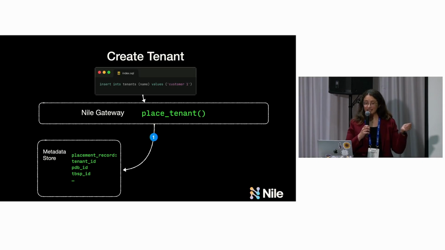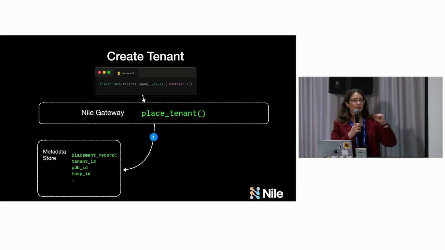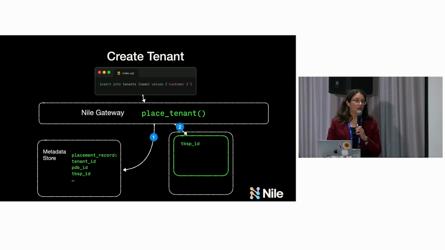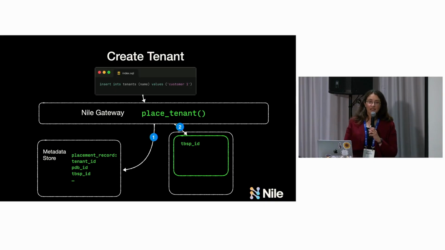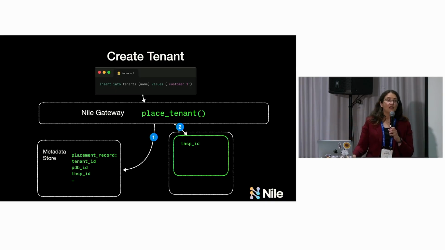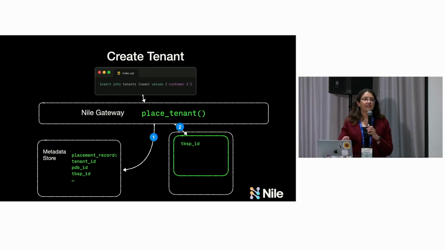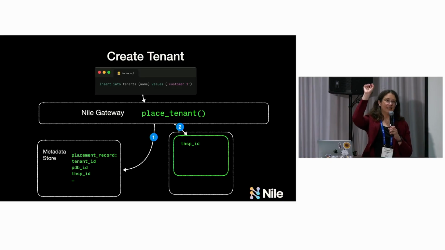Next thing we do, after we decided where to place it, is create a metadata record. It has a tenant ID. It has the database where we decide to place it. It also has the table space ID. It gets generated at this point in time. Now that we know all that and persisted all that, we create a table space. Note that the fact that create table space is not transactional and cannot be part of a transaction is the main reason that we do all of it in the gateway.